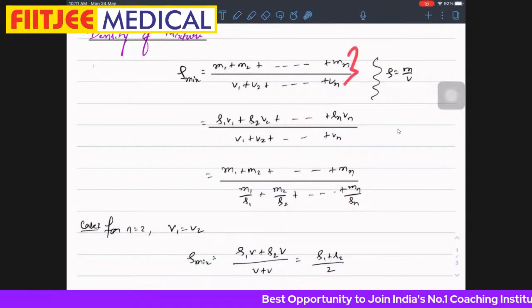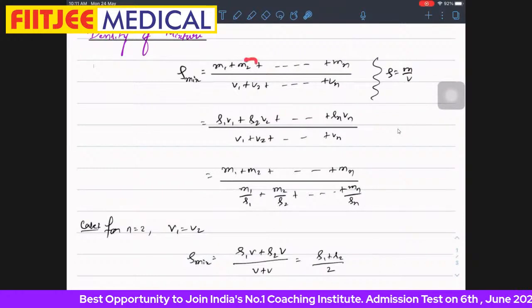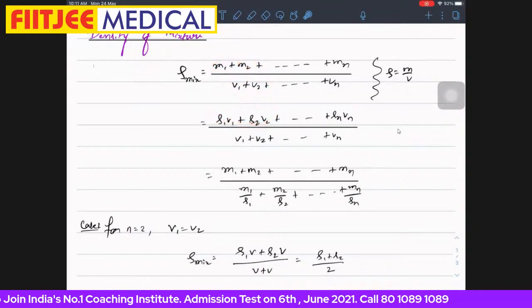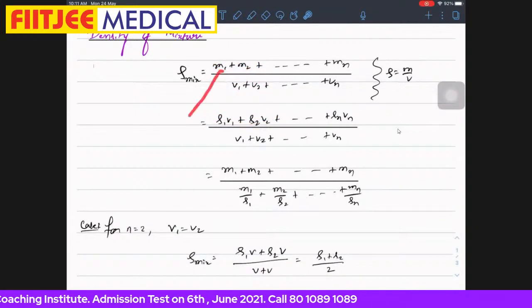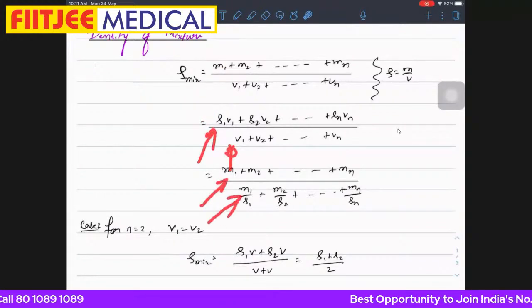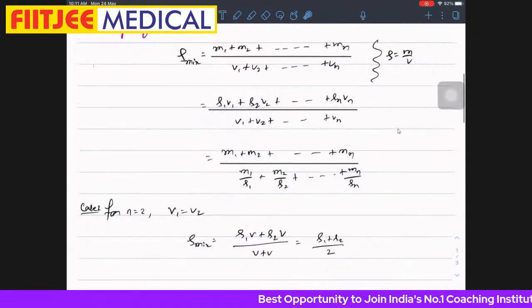So we have three relations for this. In this kind of problem, they will give you only two of the three variables, and the third one they will ask you. Sometimes they can give you mass and volume, density and volume, or mass and density, and you have to calculate the density of the mixture.